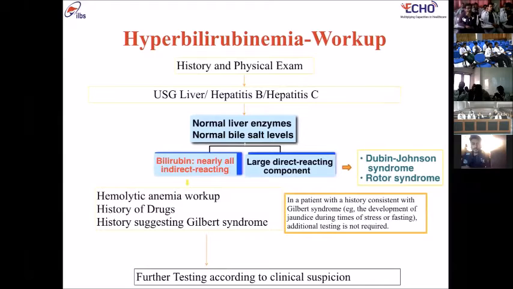If the bilirubin is predominantly indirect, look for any vitamin B12 deficiency, hemolytic anemia, and TATA box homozygosity to look for Gilbert syndrome. Look for any drugs which can cause hemolysis and precipitate indirect elevation of the bilirubin. And if the patient has a largely direct component, look for Dubin-Johnson and Rotor syndrome. If the patient presents with indirect elevation of the bilirubin and the test for Gilbert is positive, then there's nothing major which needs to be done, the patient needs to be counseled, and no further testing is required.